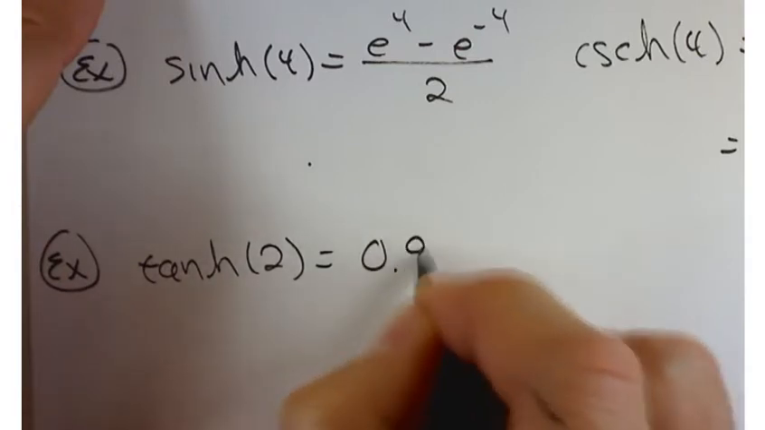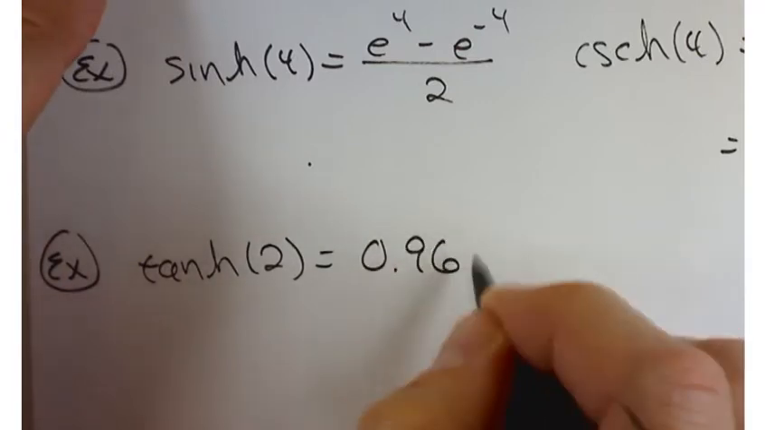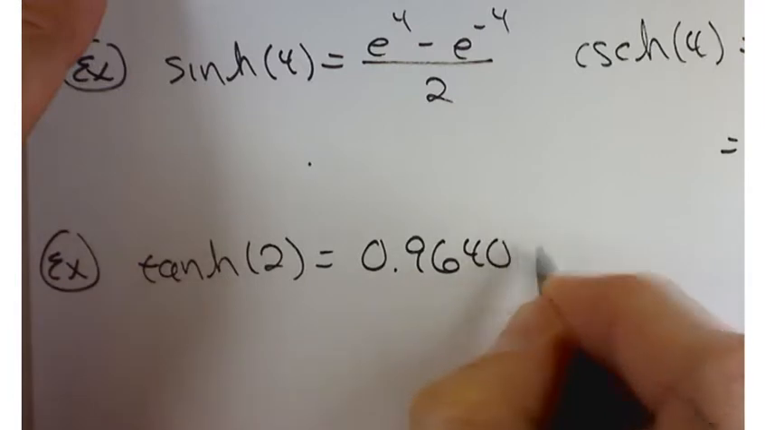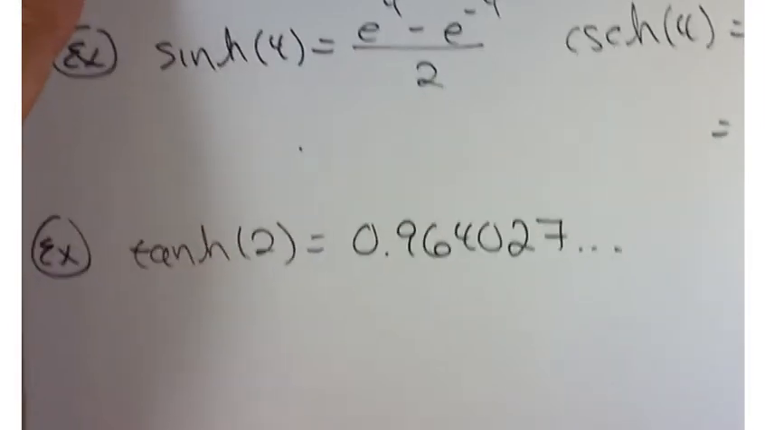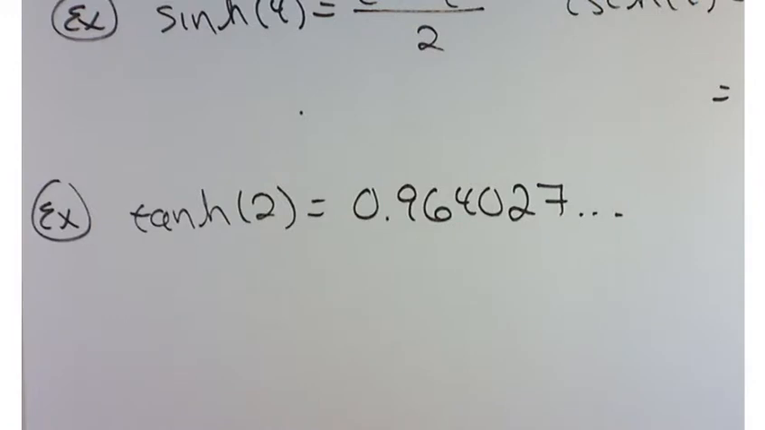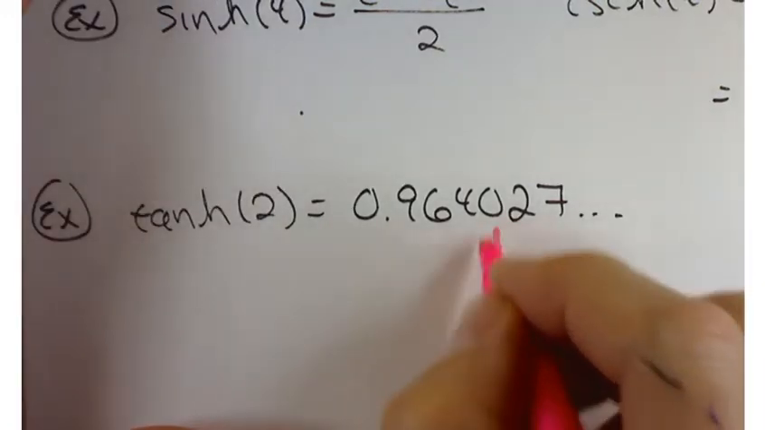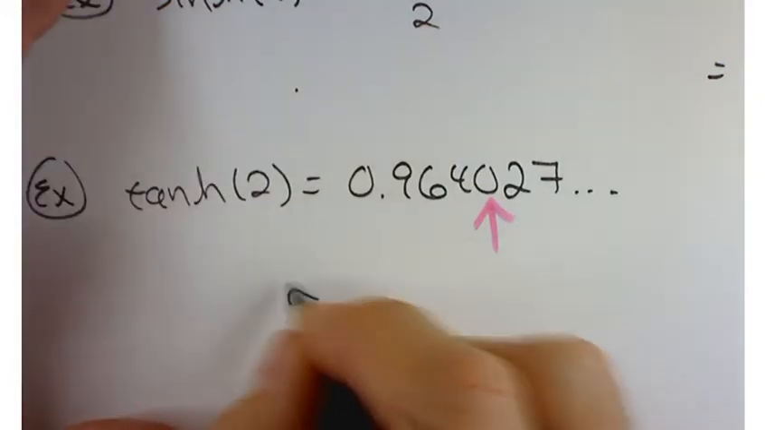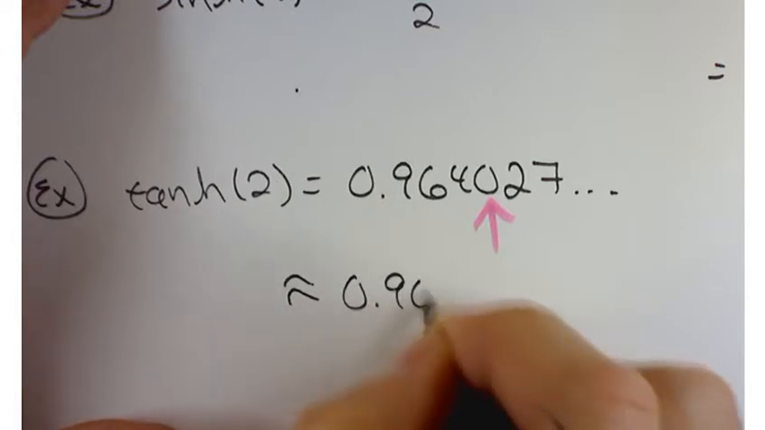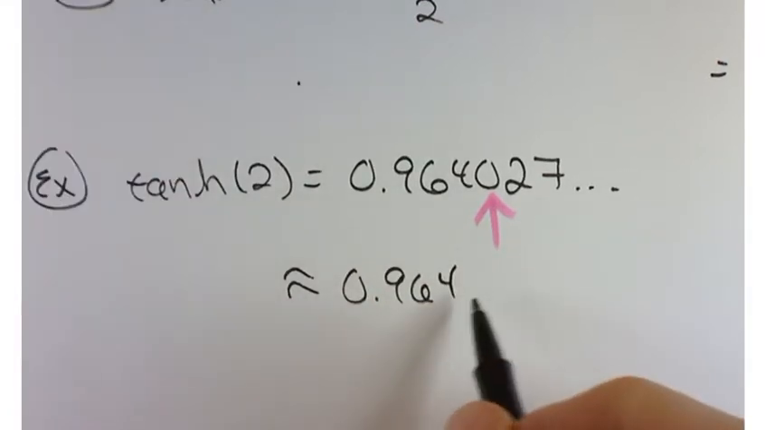If I put something like this on an exam, 0.964, etc. Quite often I'll ask you to round to a specific place. In this case, suppose I ask you to round to the nearest 10,000th place. So that's the 4th decimal digit. So this would be approximately 0.9640. Do I need to write the 0?